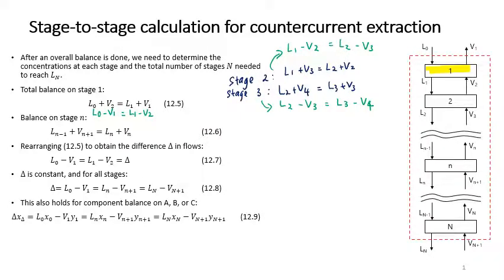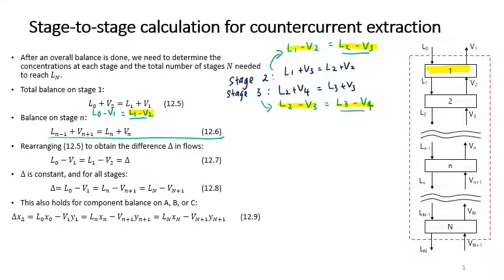So here is L1 minus V2. L1 minus V2 is also equal to L2 minus V3, and L2 minus V3 is also equal to L3 minus V4. And if you repeat the same step until you reach the total number of stages N, you shall get something like equation 12.6 shows. So what this means is that L1 minus V2 equals L2 minus V3 equals L3 minus V4, and so on and so on.